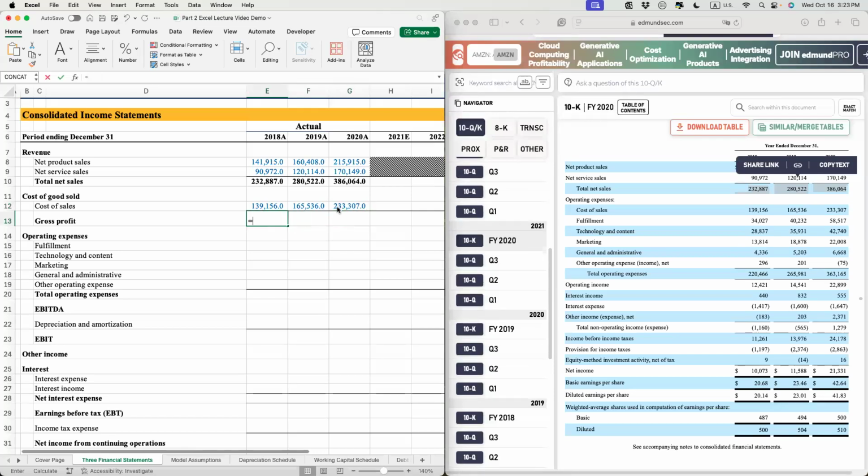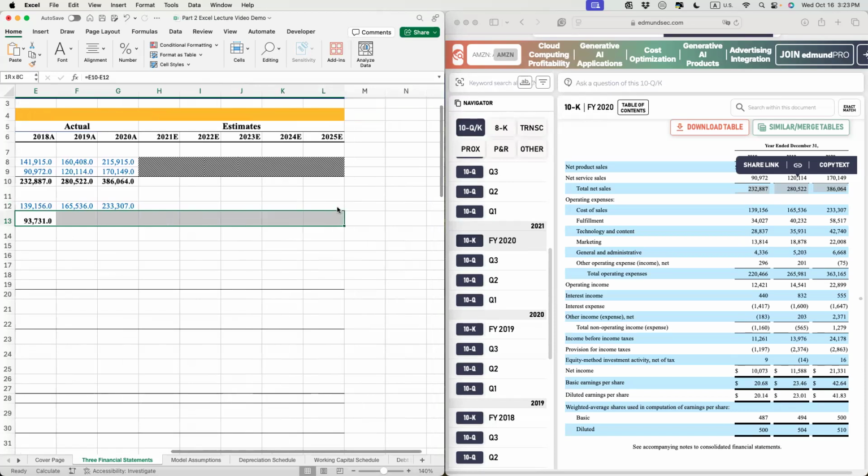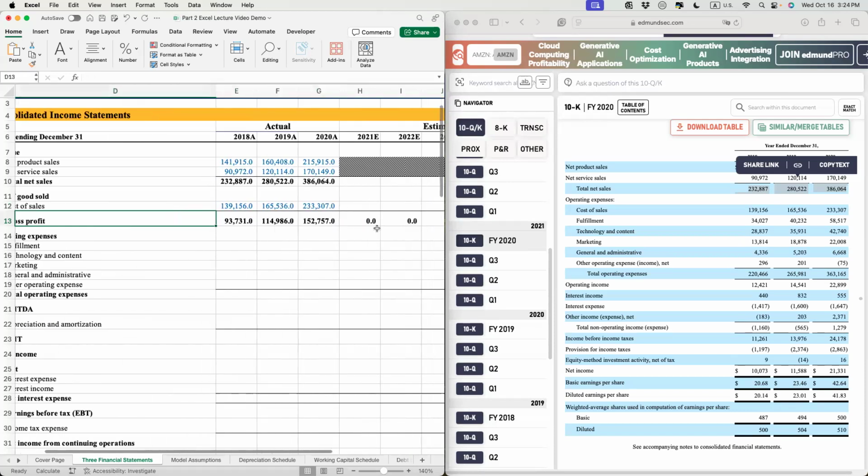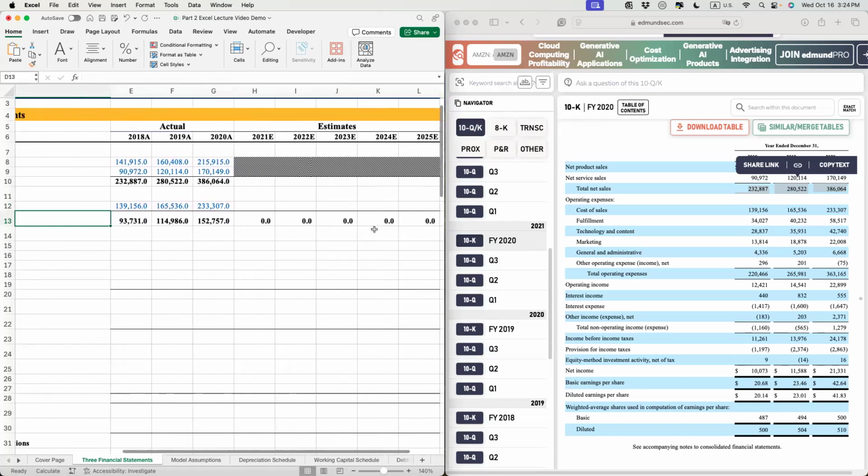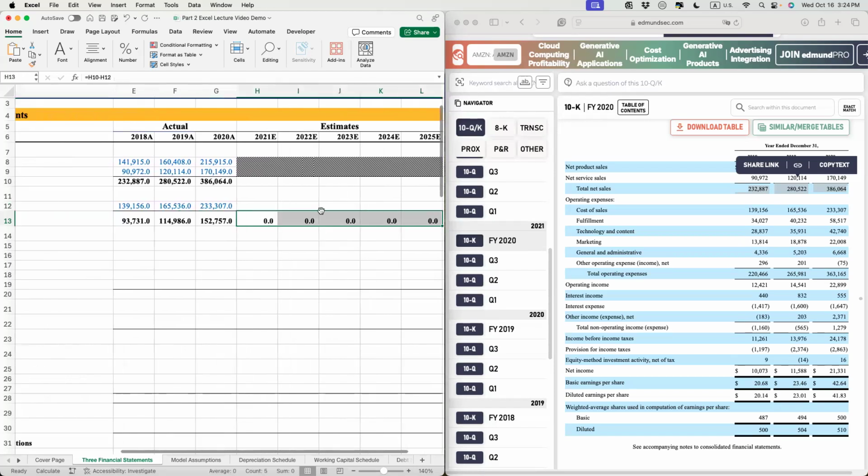And then we can go ahead and calculate gross profit using the net sales, subtracting the cost of sales, and we can fill the formulas all the way to 2028. We're going to project the next 5 years, but we don't project the profits. We project the sales, we project cost of sales, and then we calculate the gross profit.